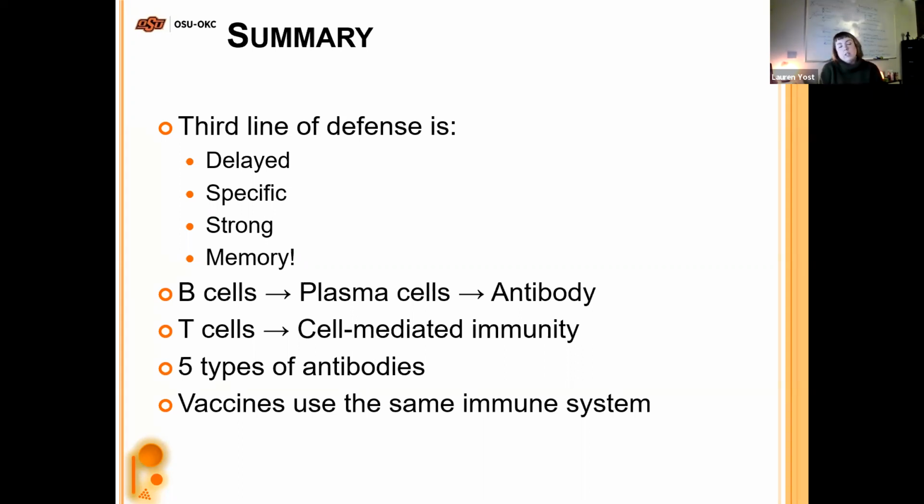And then vaccines are the same immune system as every other disease. They're not any different, and you shouldn't be reacting differently than that. So that's that. And we're going to be done with this. And I will see you guys for chapter 16.